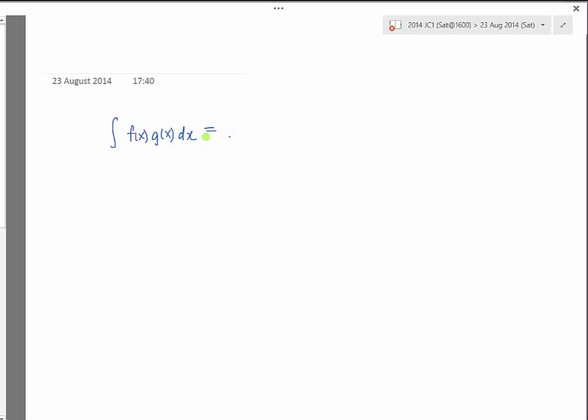Pay attention, please. Okay, come. First of all, you keep one of them. Let's, for example, you keep the f. And then you integrate the g. Understand? So you integrate the g, you get big G. So you keep f, integrate g.